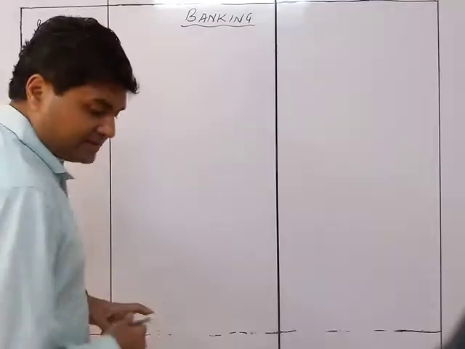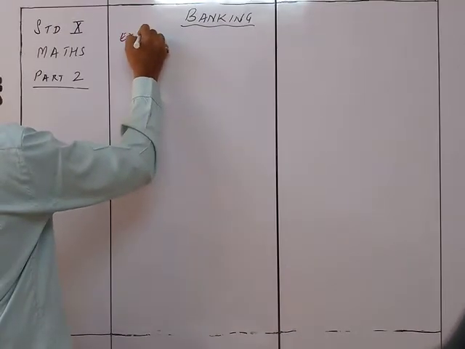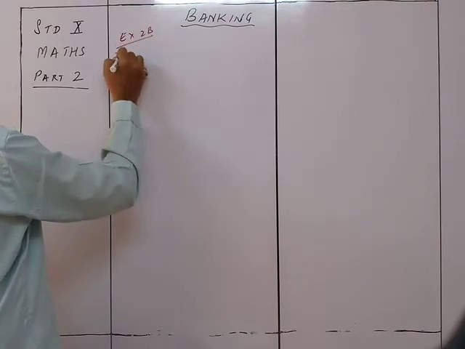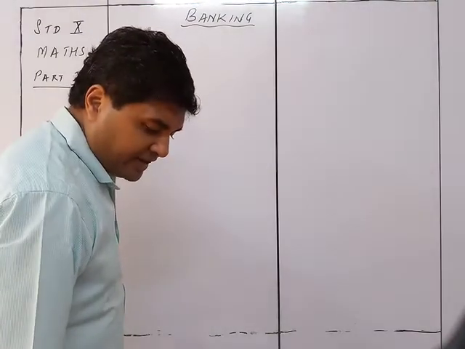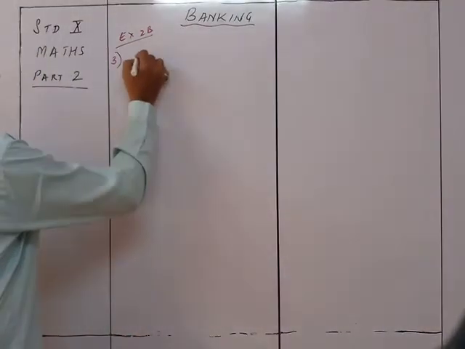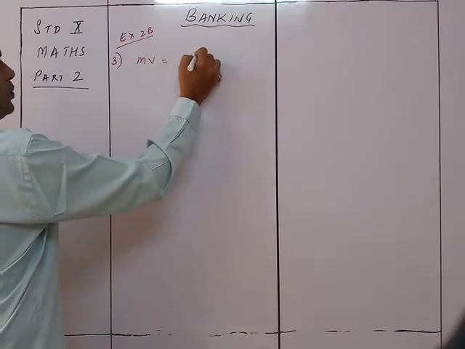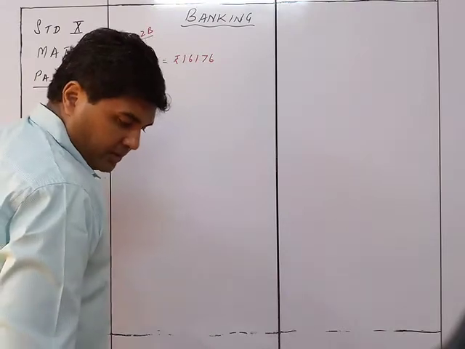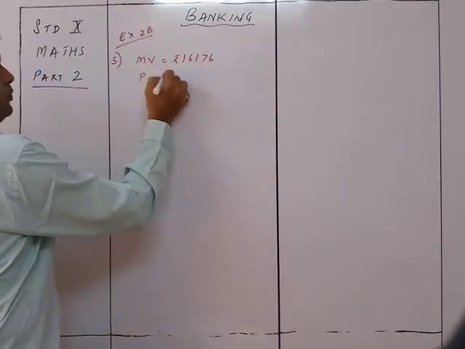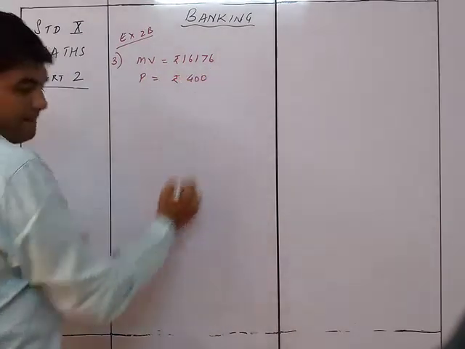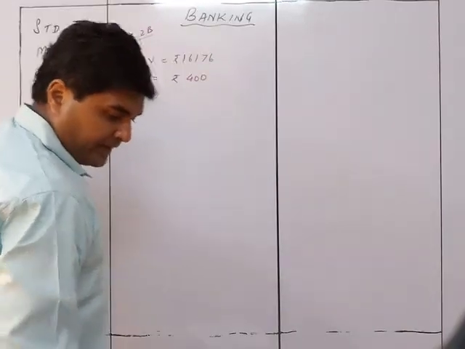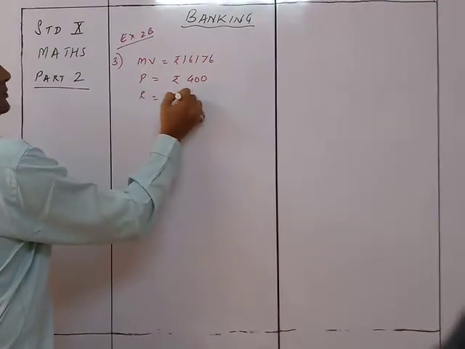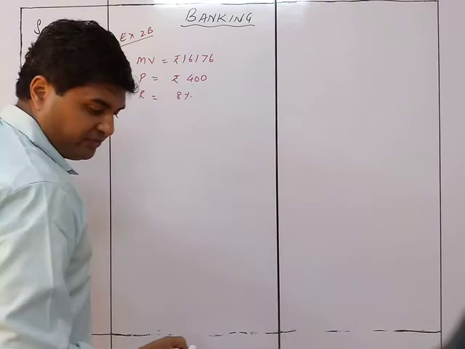Okay, we are taking exercise 2b, sum number 3. The maturity value of a recurring deposit is rupees 16176. Monthly installment rupees 400. Rate of interest is 8%. You need to find out the time period.